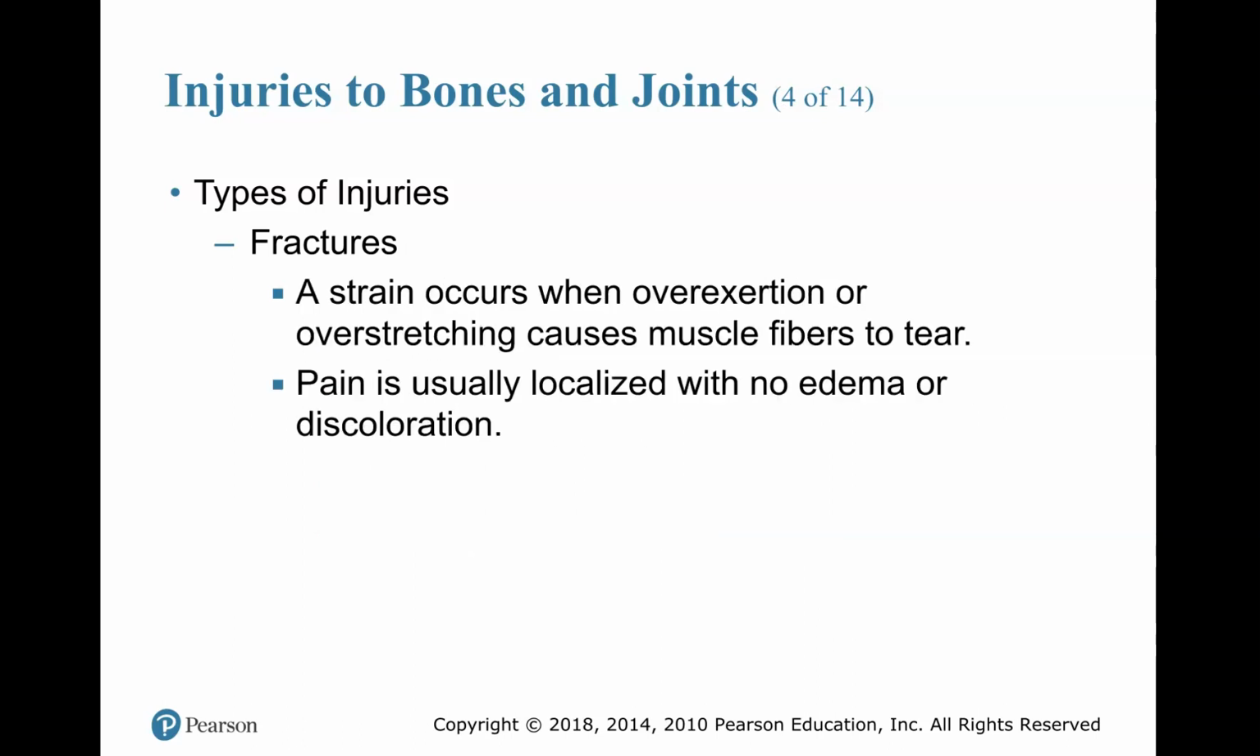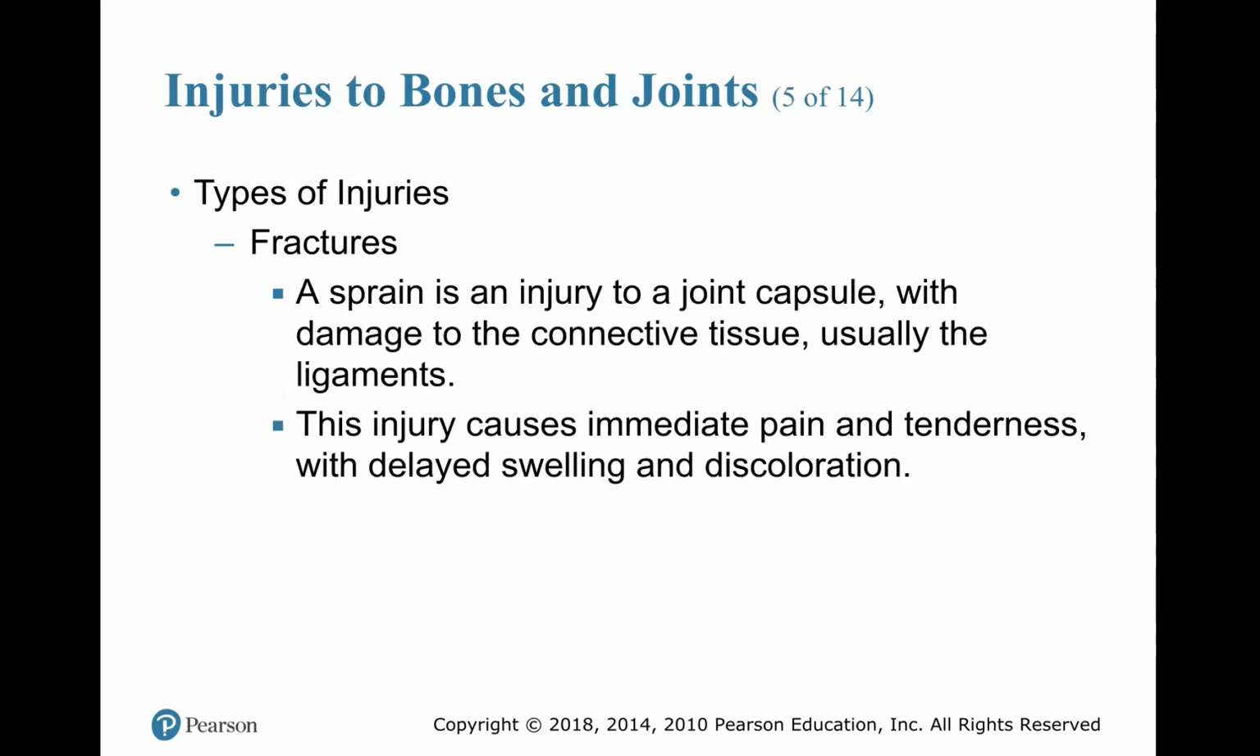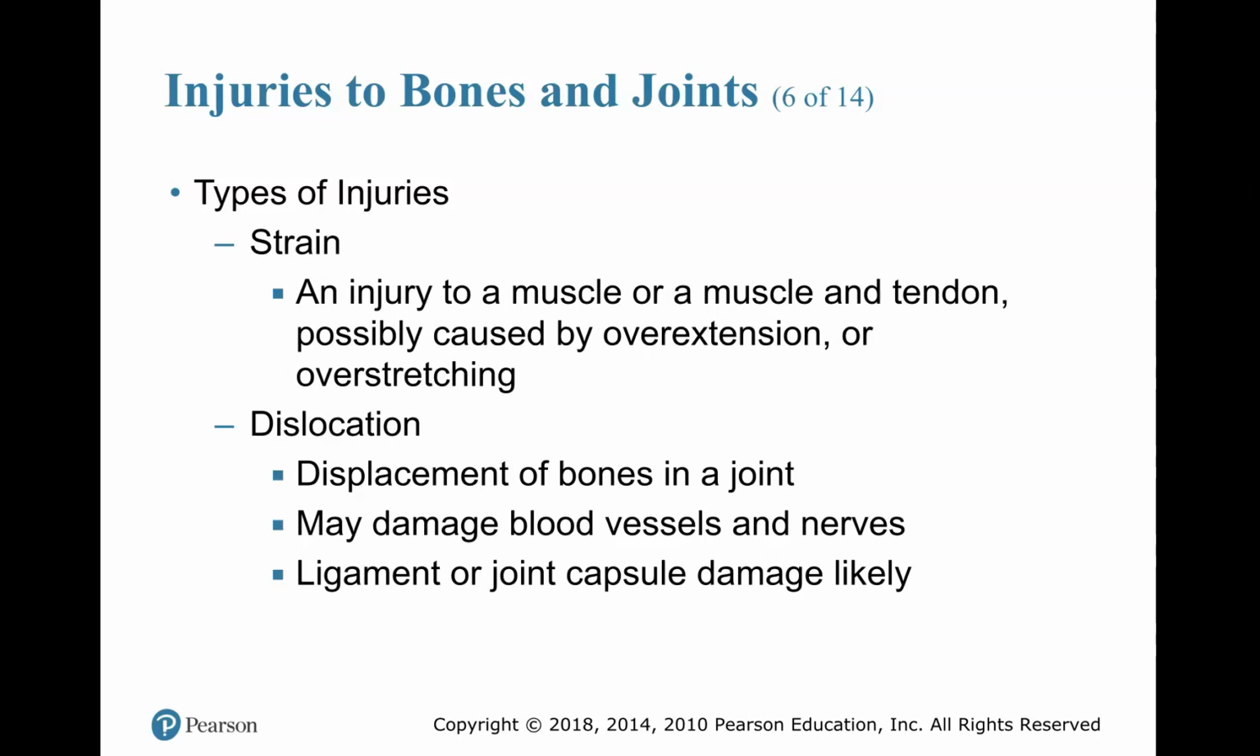A strain occurs. Now note the difference in strains and sprains. A strain occurs when overexertion or overstretching cause the muscle fibers to tear. Pain is usually localized with no edema or discoloration. A sprain is an injury to a joint capsule with damage to the connective tissue, usually the ligaments. This injury causes immediate pain and tenderness with delayed swelling and discoloration. Strain is an injury to a muscle or a muscle and tendon, possibly caused by overextension or overstretching.